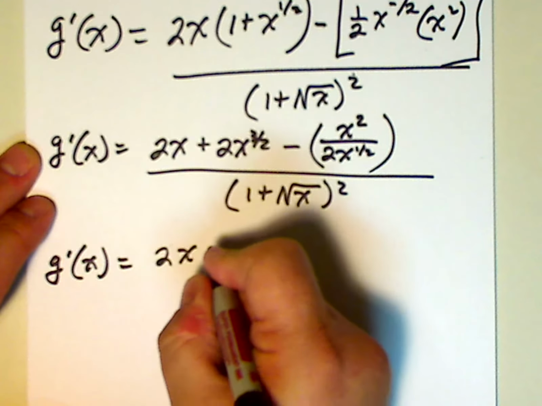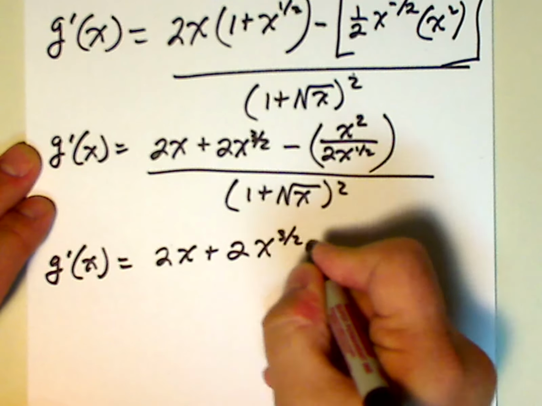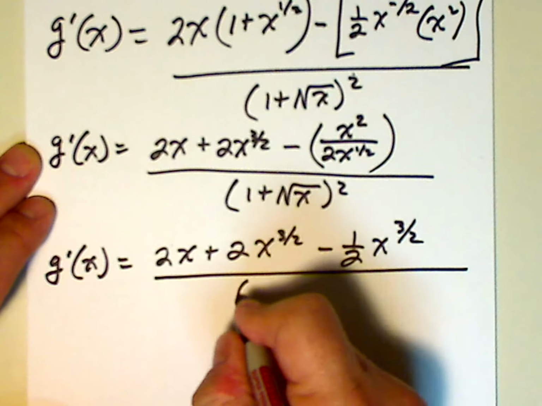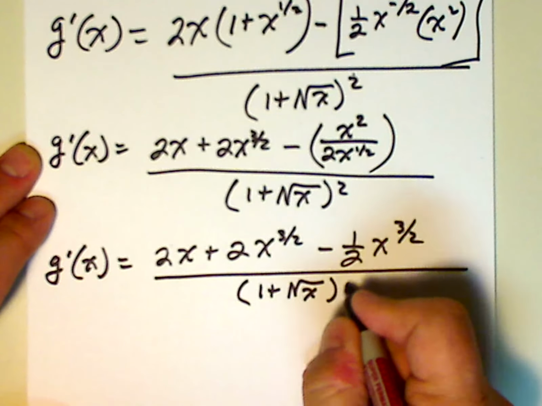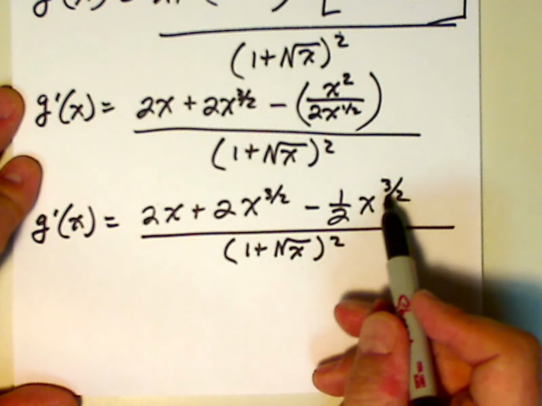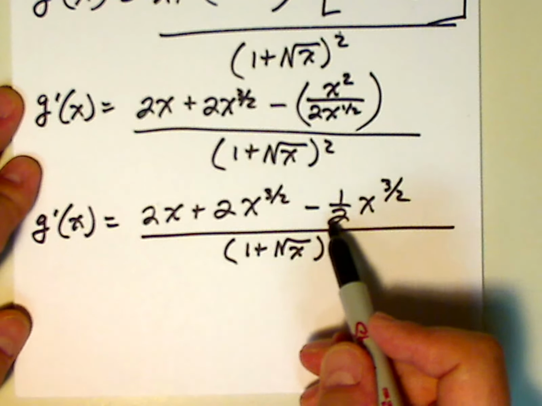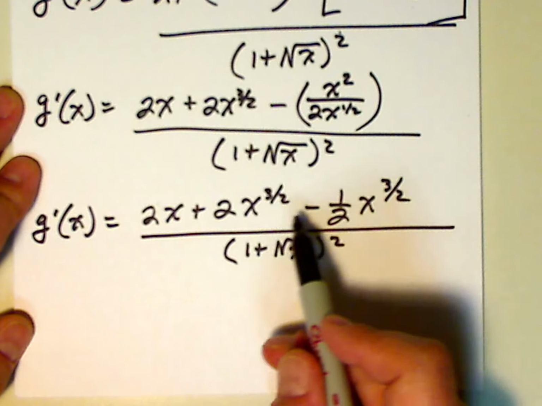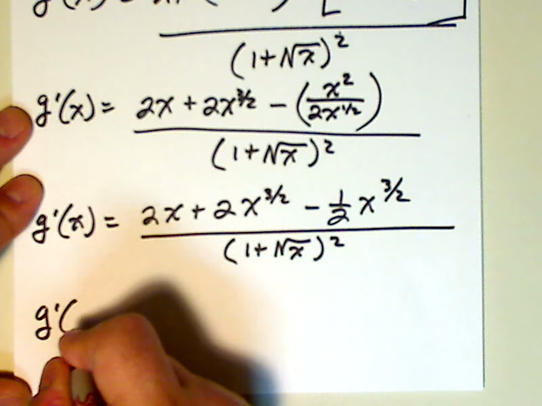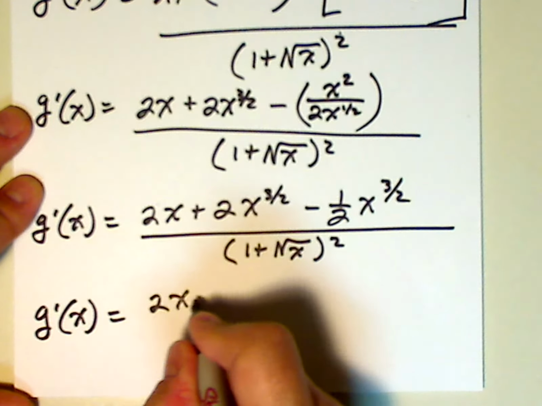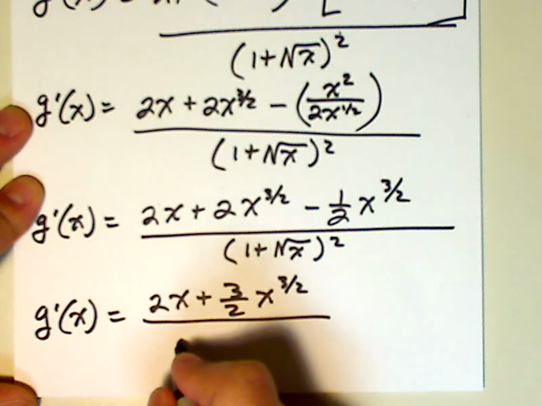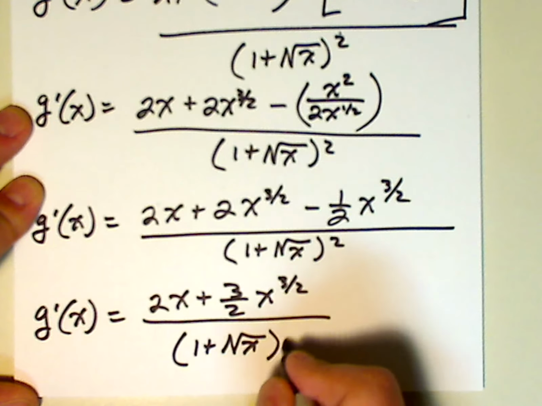So we have 2x plus 2x to the 3/2 minus a half x to the 3/2 over 1 plus the square root of x squared. And now I can take 2x to the 3/2 minus a half x to the 3/2, and I can subtract them. And I get 1.5 x to the 3/2, which is 3/2 x to the 3/2. So let's do that now. 2x plus 3/2 x to the 3/2 over 1 plus the square root of x squared.